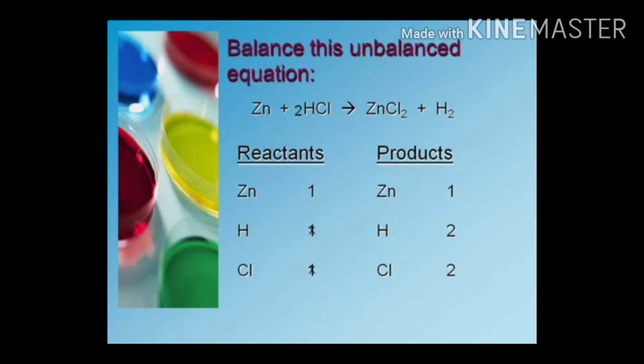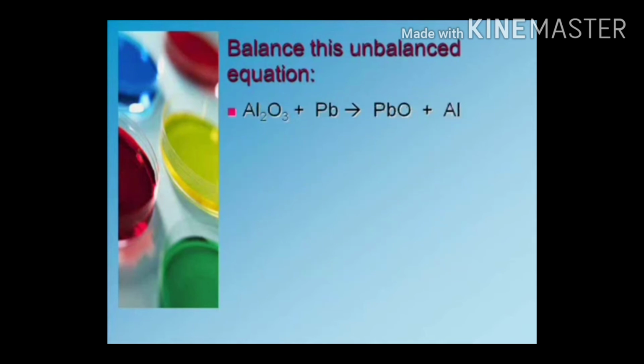And so we'll now again count the number of hydrogen atoms in the reactant. Hydrogen will become 2 and chlorine also 2. Now we can say that this equation is a balanced equation. Now I'll take another example, aluminium oxide reacting with lead to form lead oxide and aluminium.